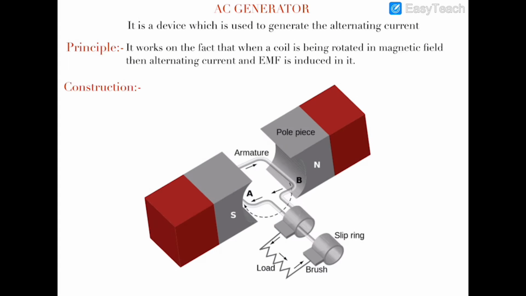Hello guys, in this video we will start AC generator, starting from its introduction: it is a device which is used to generate the alternating EMF and alternating current, and it works on the principle that when any conducting coil is being rotated in a magnetic field, then alternating EMF and alternating current is being induced in it.